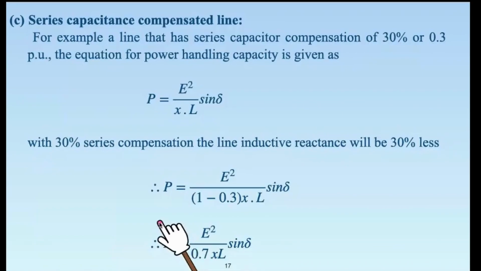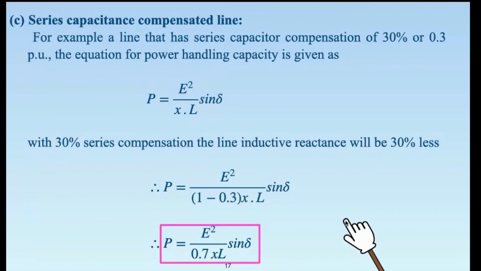So the new power handling capacity equation after series capacitor compensation can be represented here as highlighted in this particular table down below. Just let me highlight this. Okay. E square sine delta upon 0.7 XL.